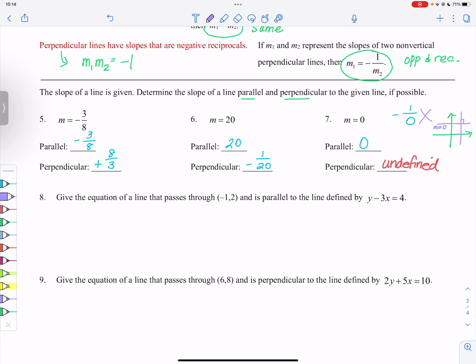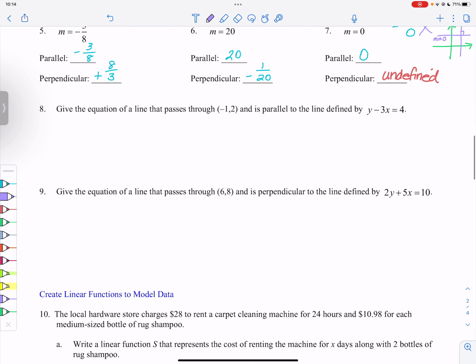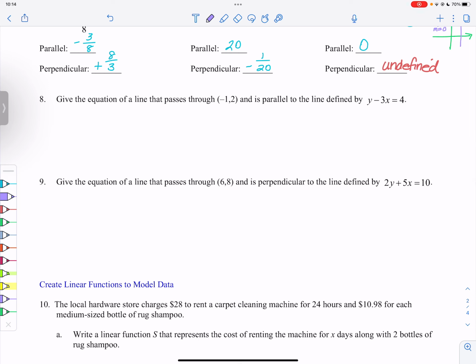Okay, let's take a look at number 8. Given the equation of a line that passes through (-1, 2) and is parallel to this line, we want to give that equation. So the only thing you're going to do with this equation of a line that they gave you is find m, and don't use it for anything else. Let me write that a little bit better. Use this only to find m, to find that slope.